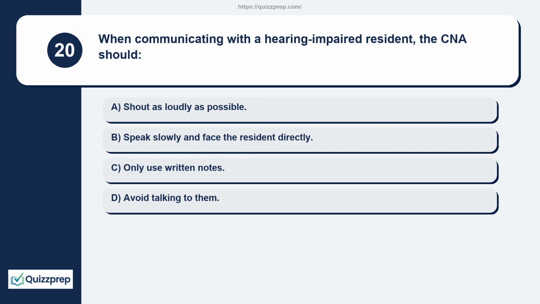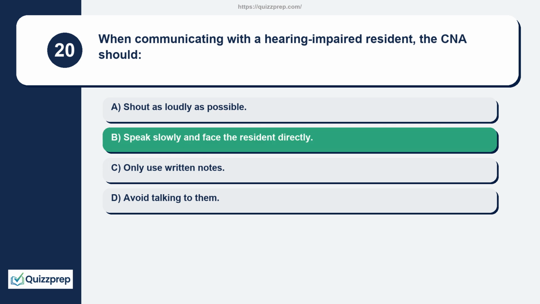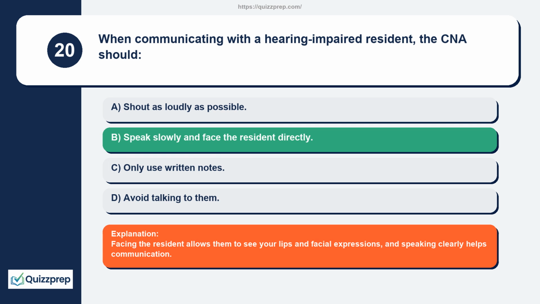Question 20. When communicating with a hearing-impaired resident, the CNA should shout as loudly as possible. Speak slowly and face the resident directly. Only use written notes. Avoid talking to them. Facing the resident allows them to see your lips and facial expressions, and speaking clearly helps communication.